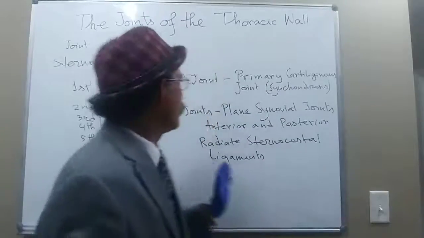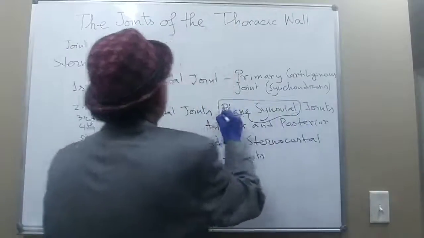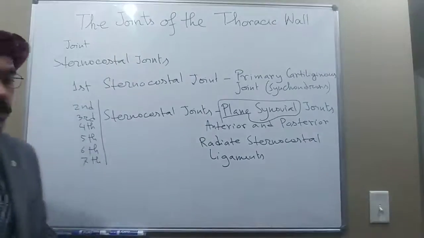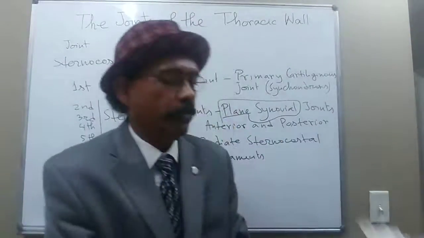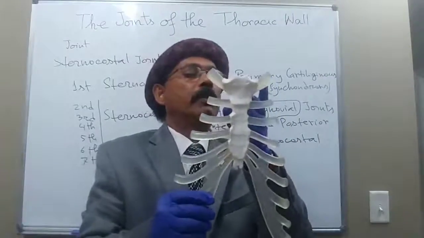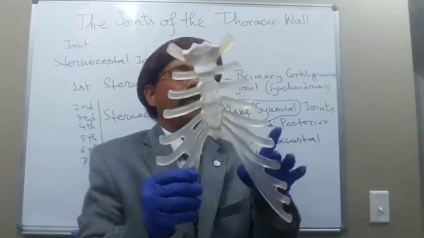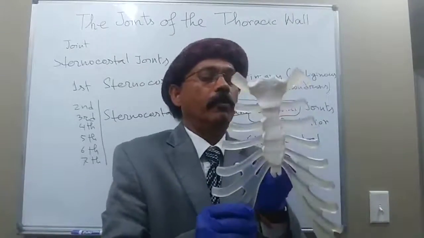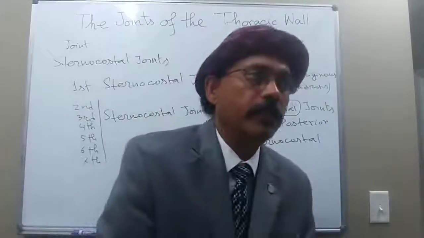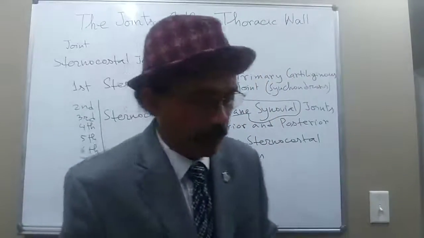The second, third, fourth, fifth, sixth, seventh sternocostal joints are plain synovial joints. This is the joint between the costal cartilage and the lateral border of the sternum. So they are connected to the lateral part of the sternum, and those joints are plain synovial joints.